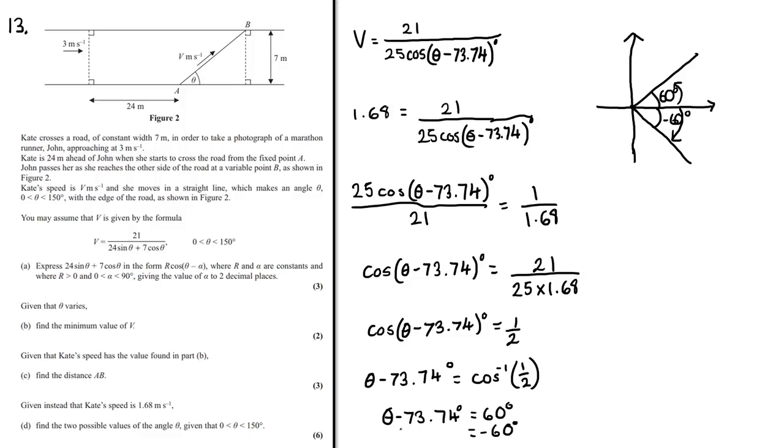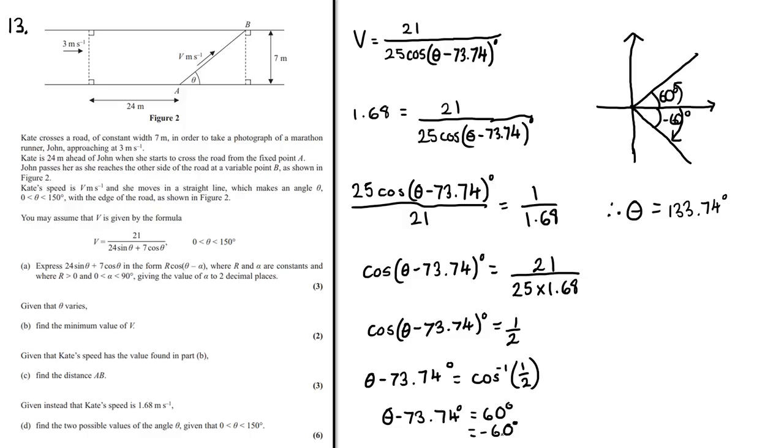And we've also got to account for this minus 73.74. We just want the value of theta. That's what we're looking for, the two possible values of the angle theta. So if we write our solutions for theta here, theta is equal to 60 plus 73.74, which gives me 133.74 degrees. And we're in the range we're saying for theta, so 0 to 150 degrees.